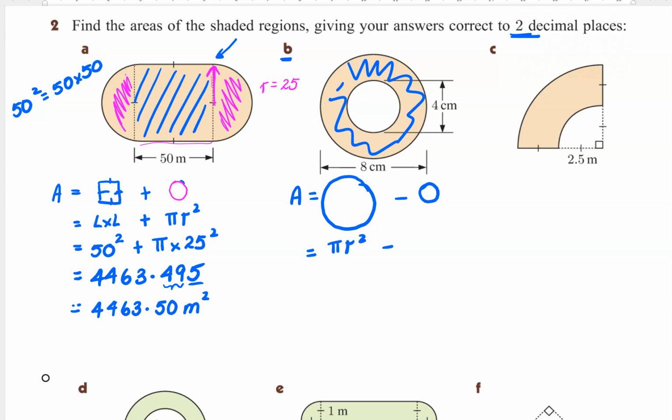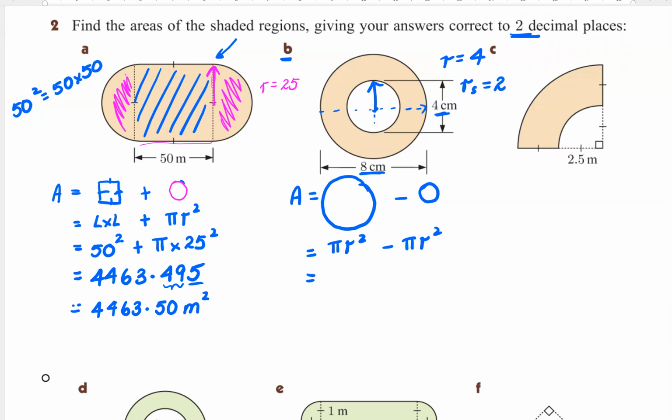But in order to do that, we need the radius of each one. And remember, the radius is the distance from the center to the outside. So if we're looking at the big one, they've told us that all the way across there is 8. So that means the radius of the big circle is 4. And then that's the diameter of the little one, which is 4. So therefore the radius of the small one, from the halfway mark to there, would have to be 2.